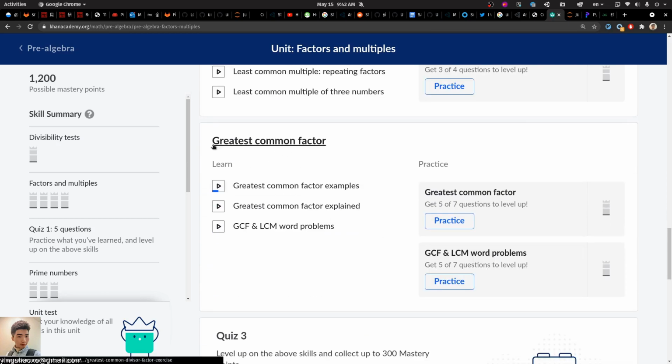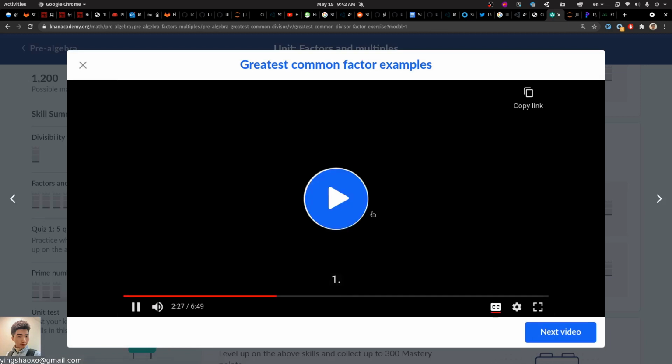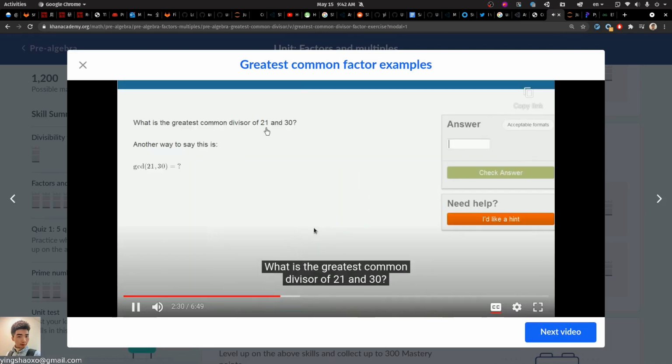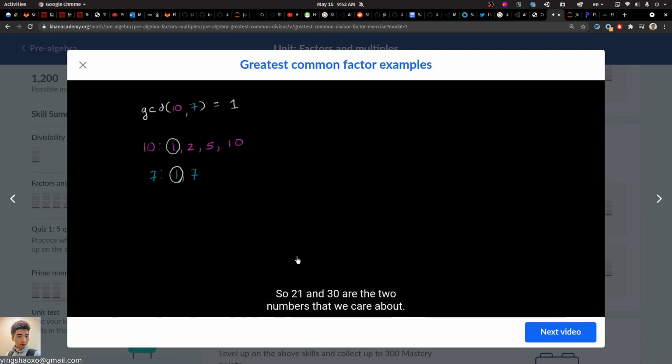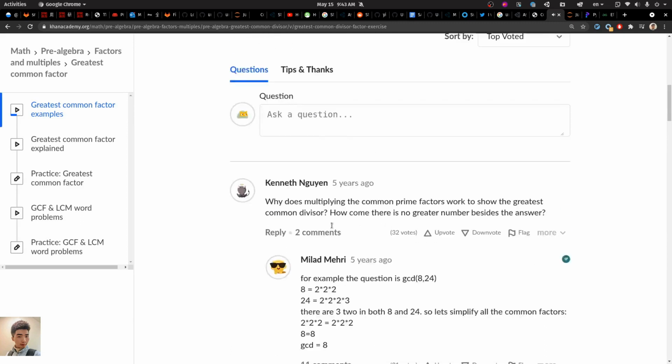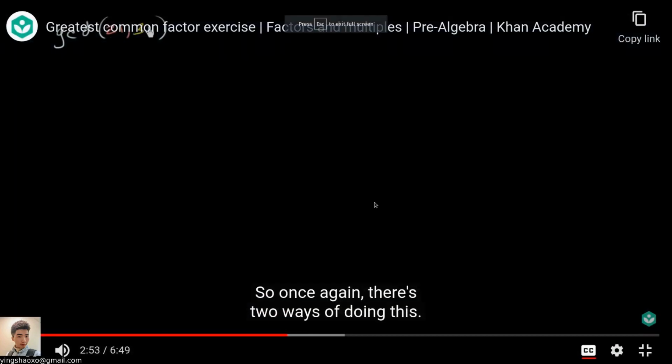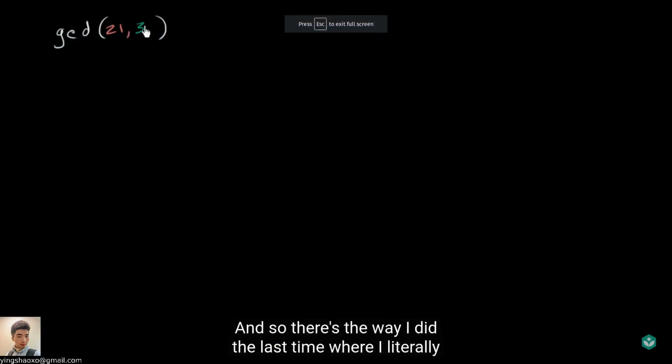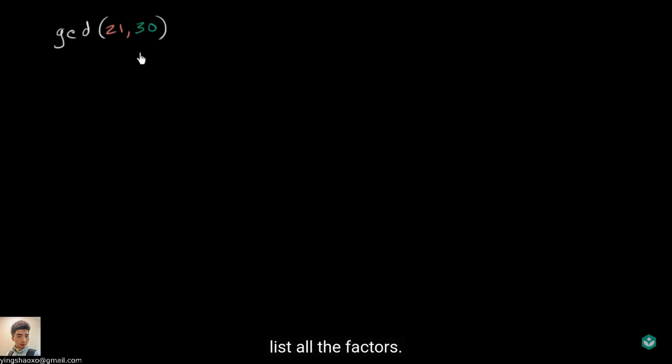And here's another one, greatest common factor. What is that? Still, I just forget about that. Do one more. What is the greatest common divisor of 21 and 30? Those are the two numbers we want to figure out the greatest common divisor for. So once again, there are two ways of doing it. There's the way I did last time, where I literally list all of the factors.